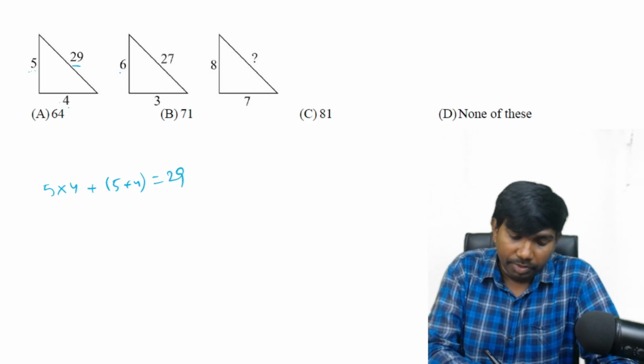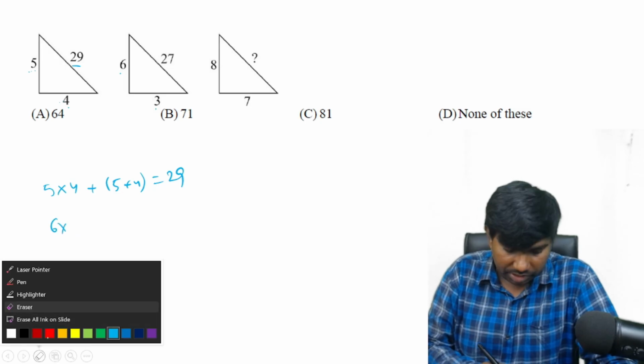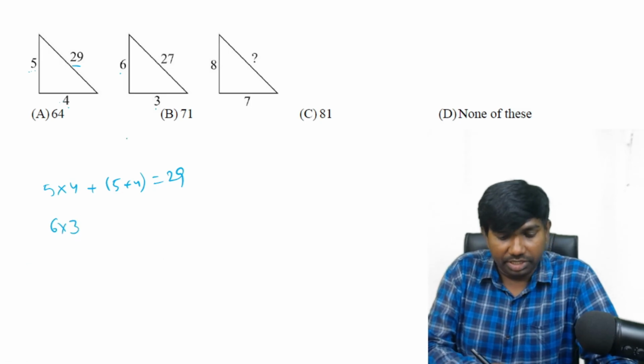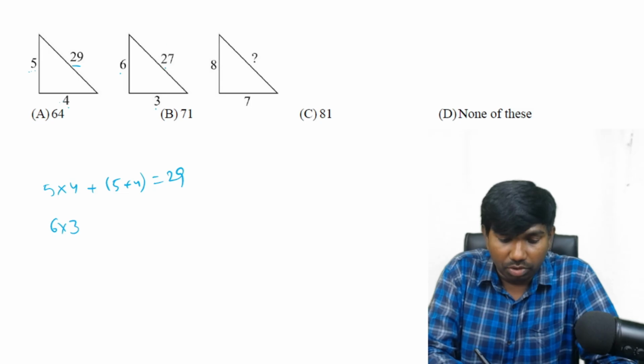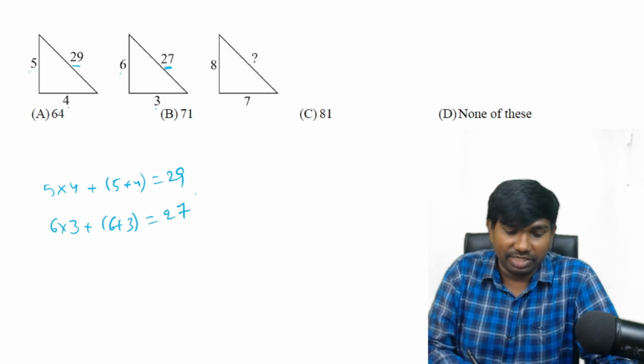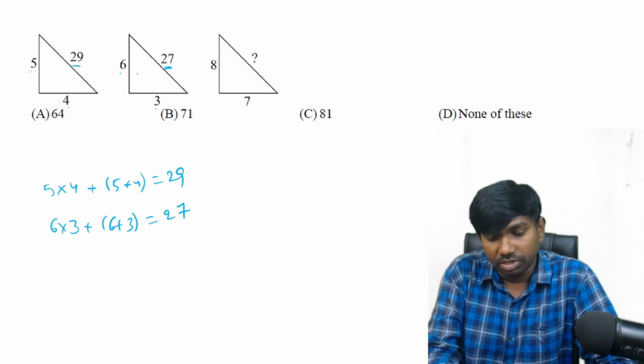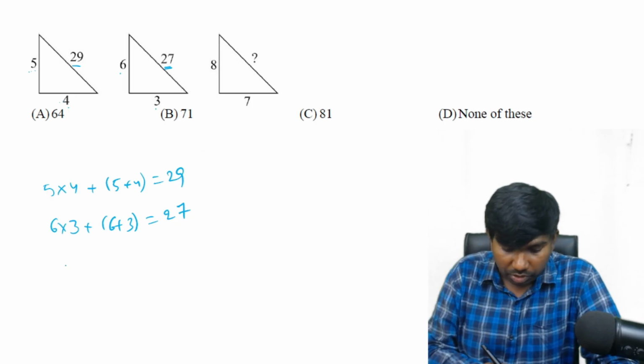Let us check. 6 into 3 is 18. Now 6 into 3 is 18 and we need 9 more to get 27. That 9 we get from 6 plus 3. Yes, it is satisfied by both the diagrams. That means we can go with the same logic on the question figure. So apply the same logic.